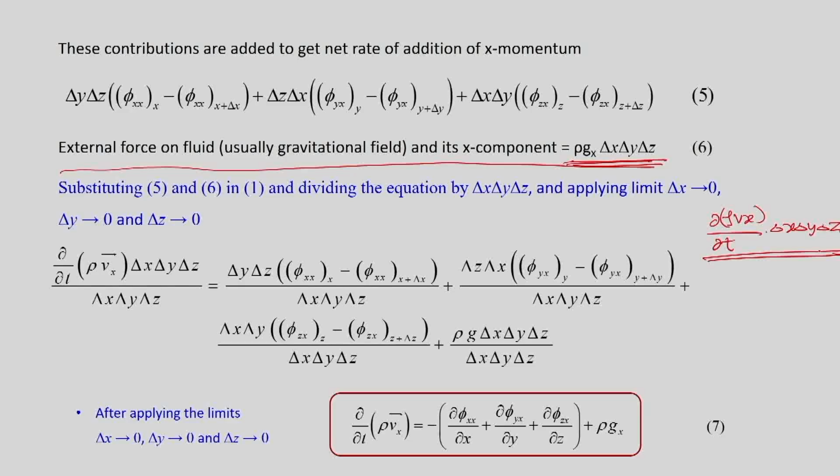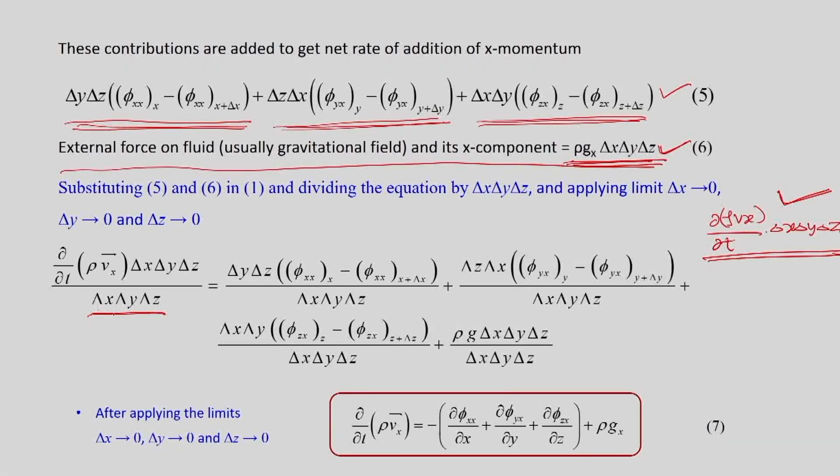So, the net rate of addition of x momentum in all three directions is the net rate of x momentum in the x direction, plus the net rate of x momentum in the y direction, plus the net rate of x momentum in the z direction. These three, and then plus the gravitational field, are the right hand side terms of equation number 1, that is the momentum balance equation. And the left hand side term, the rate of accumulation of momentum, is nothing but dou by dou t of rho V x multiplied by delta x, delta y, delta z.